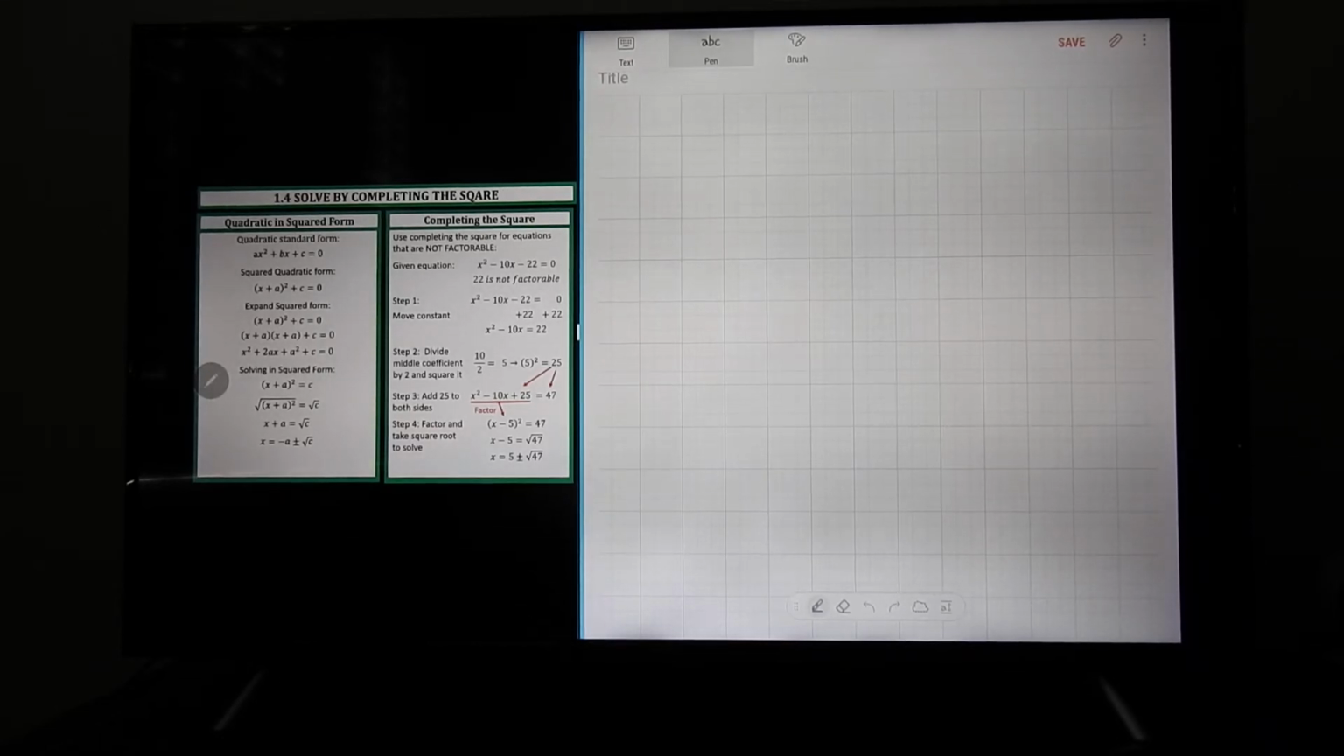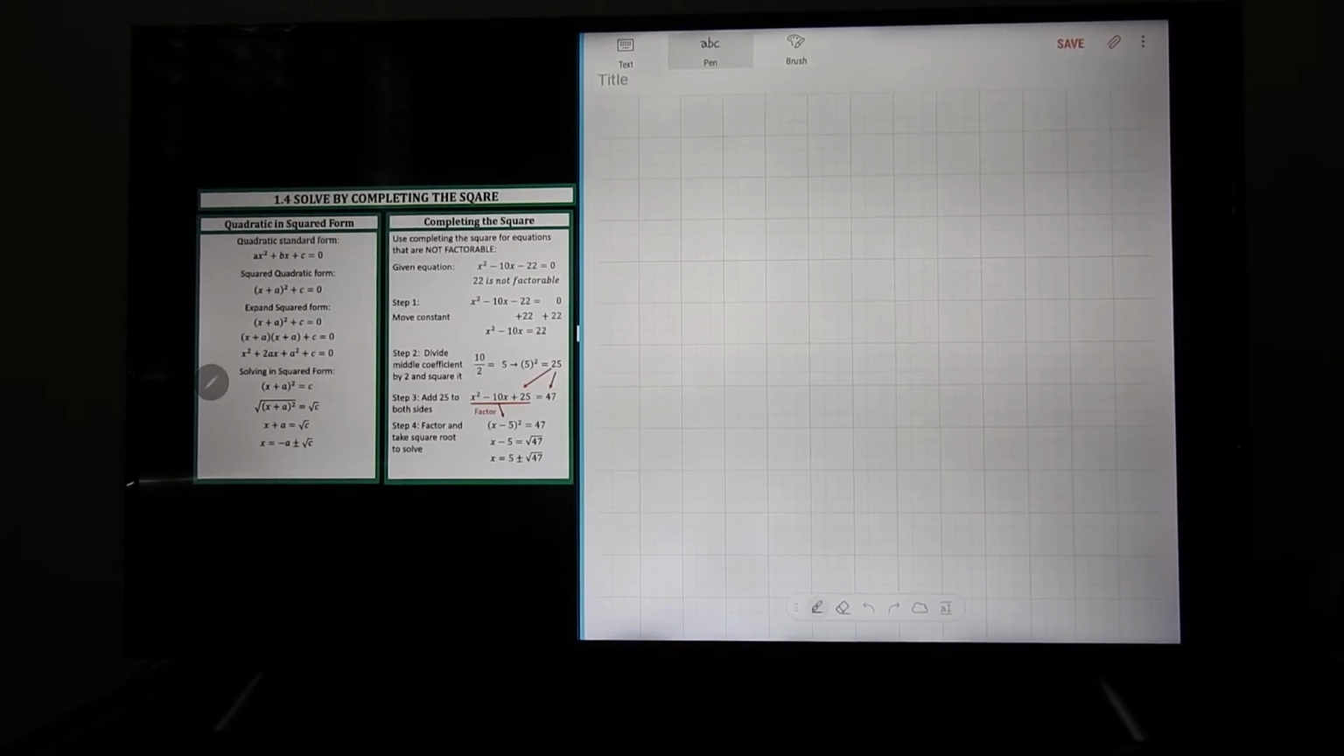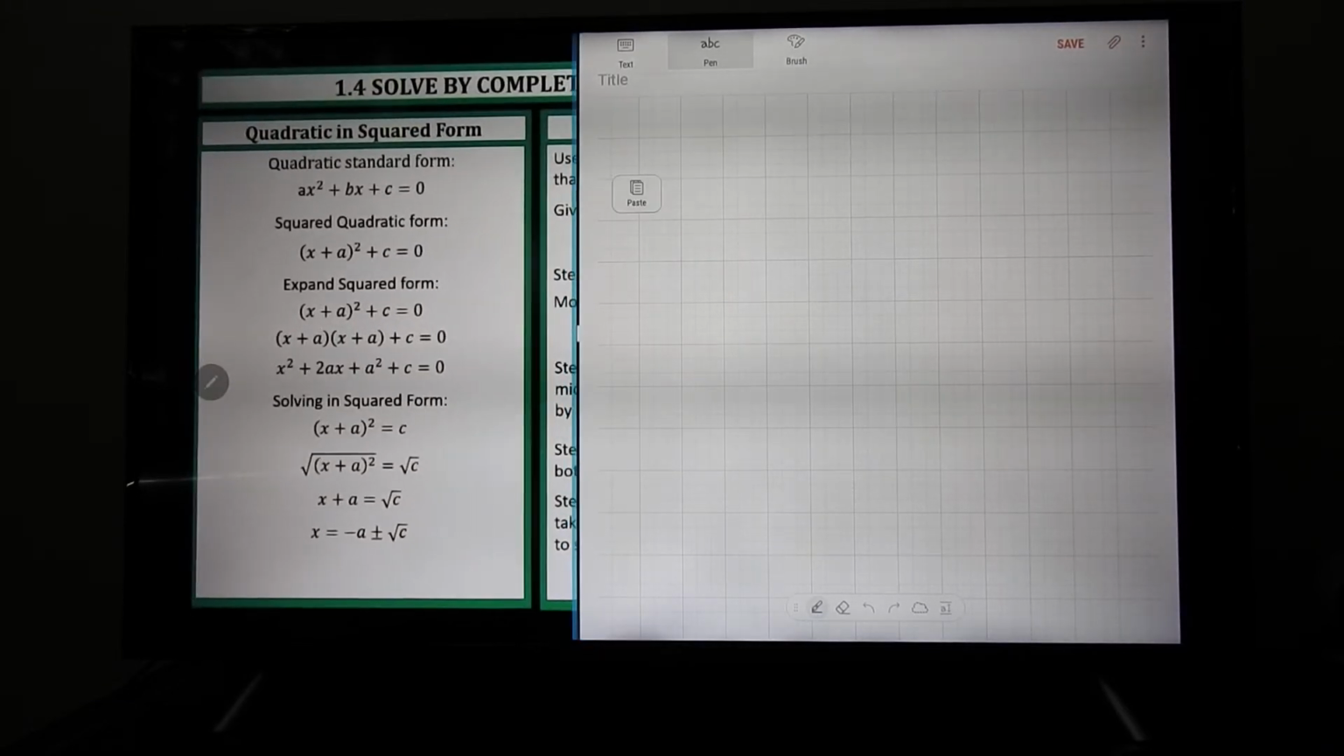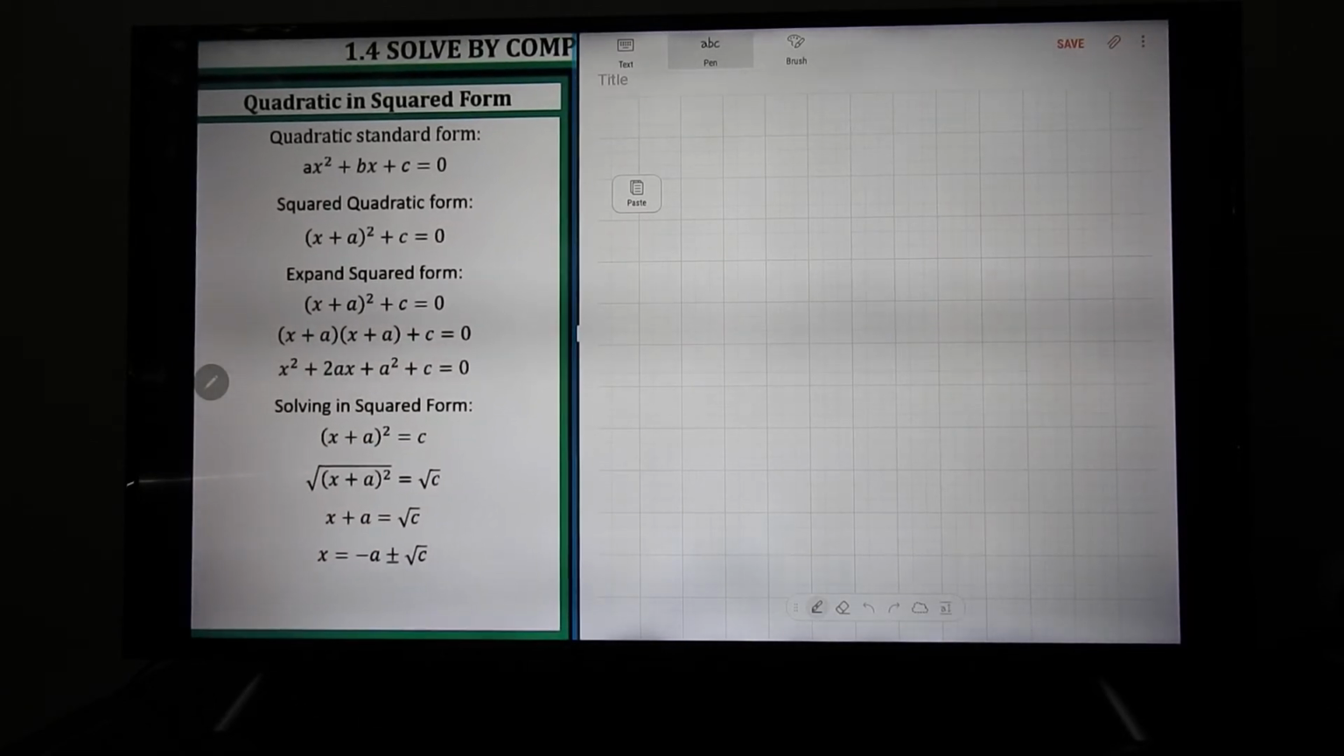Hi everyone, this is a video about completing the square, which is lesson 1.4. On the left here you can see the notes that are out on CTLS and also on the blog. Alright, so we're going to talk about two things here.